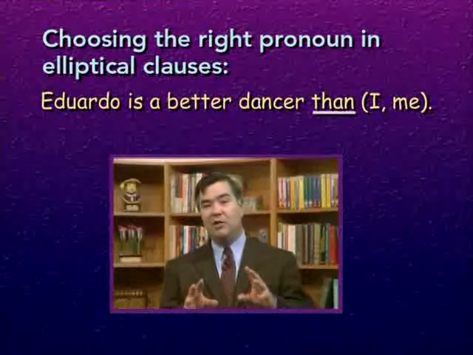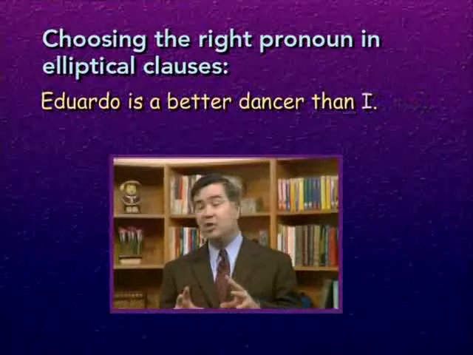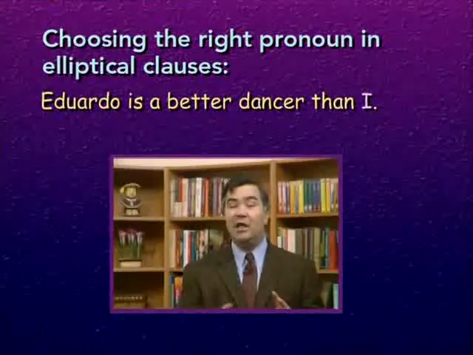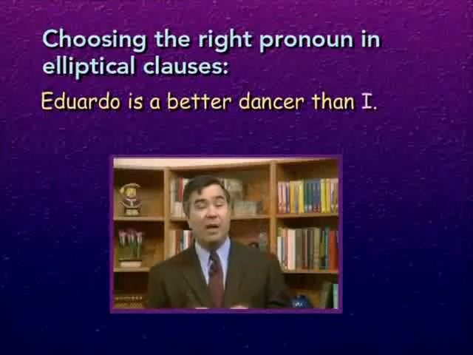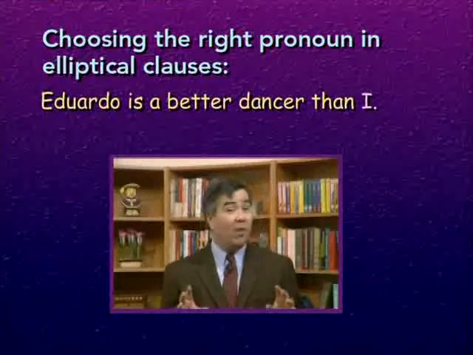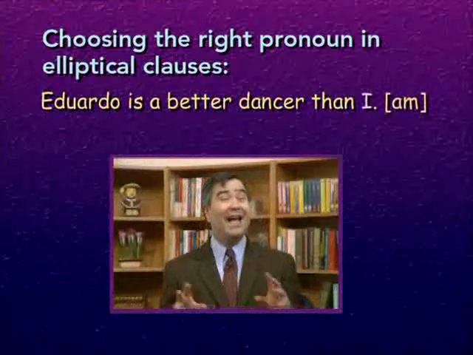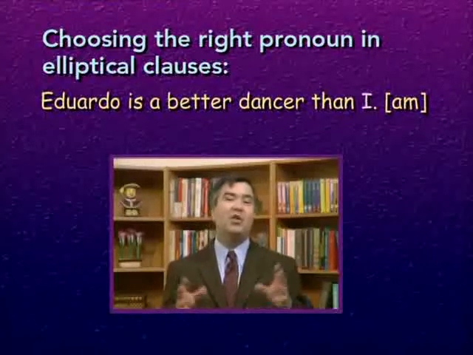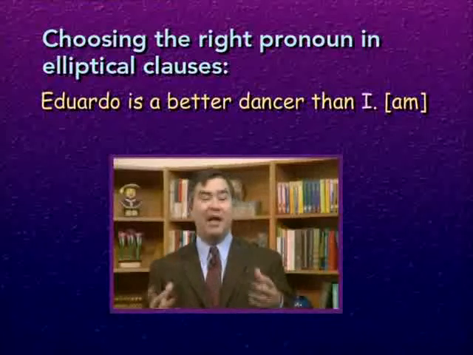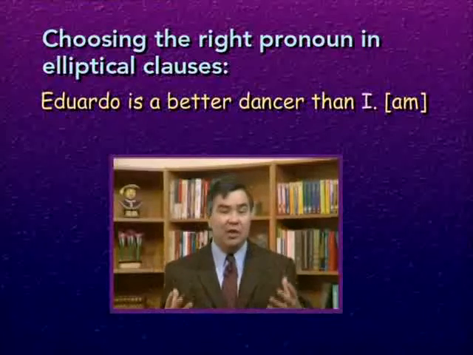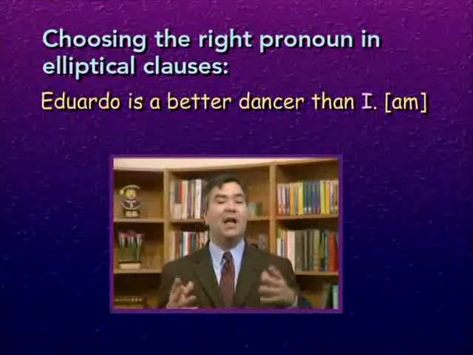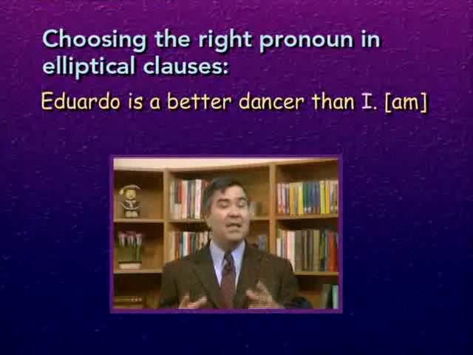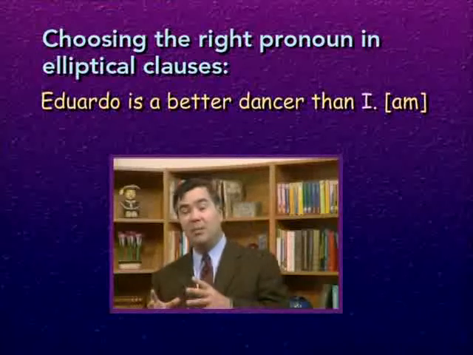Right now, the elliptical clause reads than I, and there's no verb there. If we were to fill in the missing verb which has been omitted, what would it say? Well, it would probably have to say the following: Eduardo is a better dancer than I am. Notice that the verb am has simply been omitted because you can tell what the sentence says without it. And in using language, people tend to cut out unnecessary words. So in this case, the elliptical clause means that the verb am has been omitted.